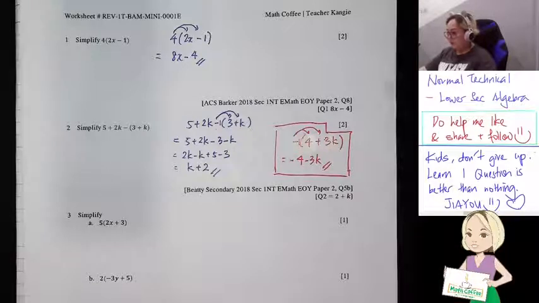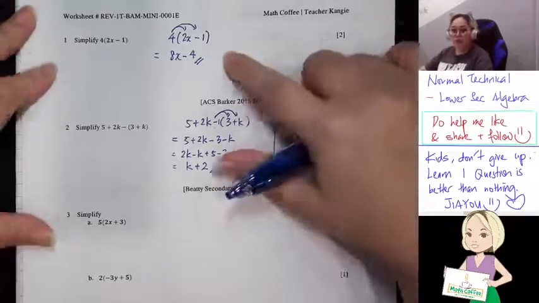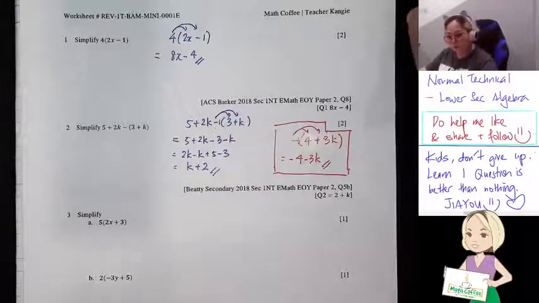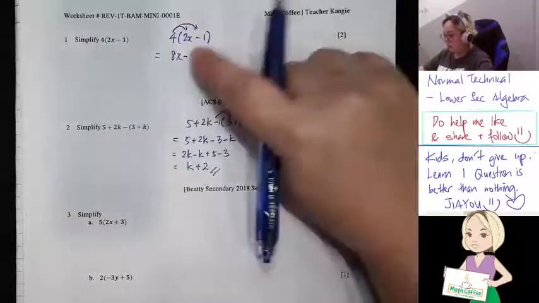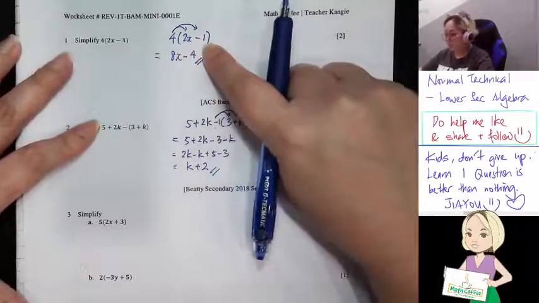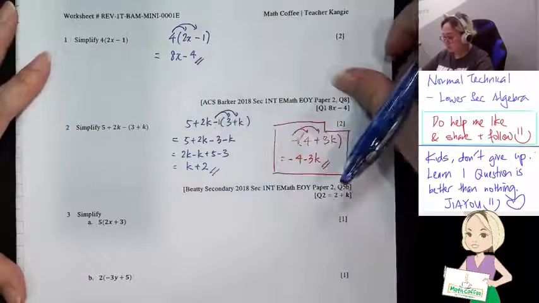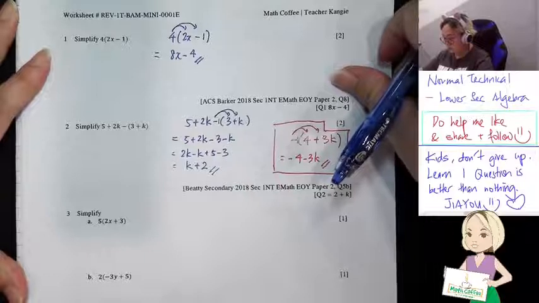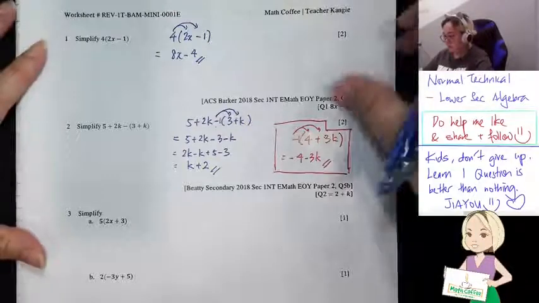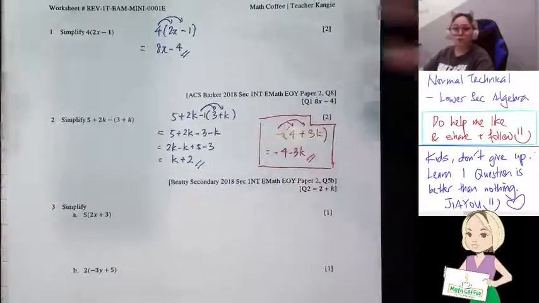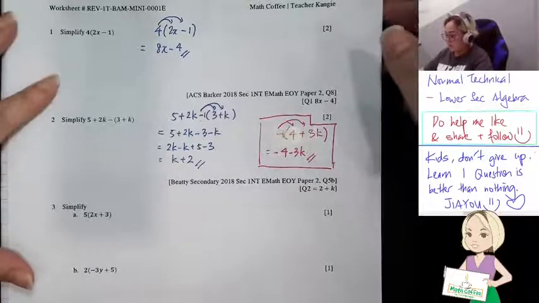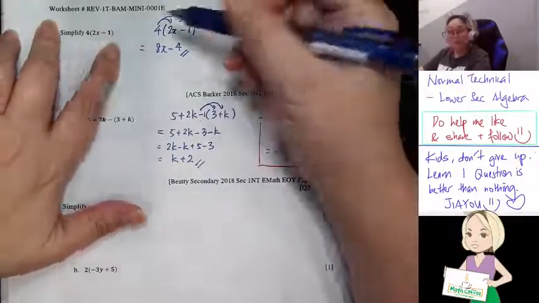Okay, so let's just continue. Last week I started question 1 and question 2, so I will just briefly talk about them. Question 1 is just rainbow. So 4 rainbow with 2x minus 1 is the same thing as 4 multiplied by 2x minus 1. I don't need you to tell me what's the answer. I know what's the answer. So let's go on.